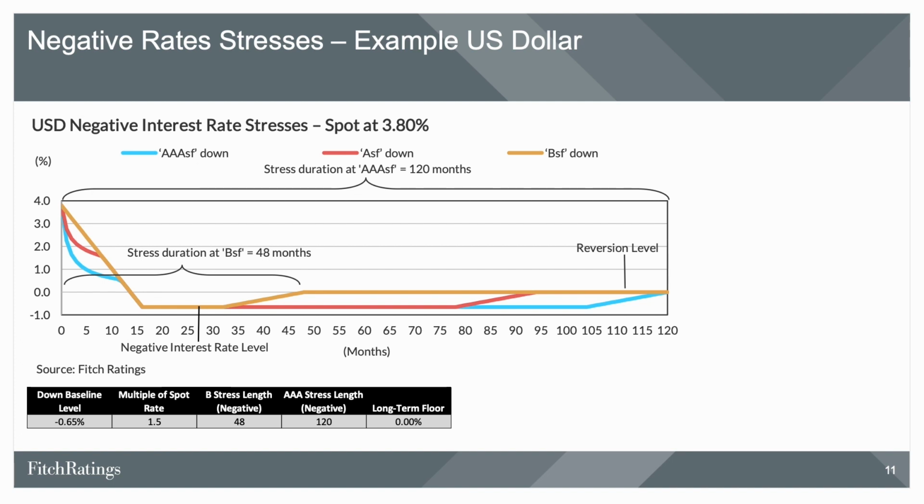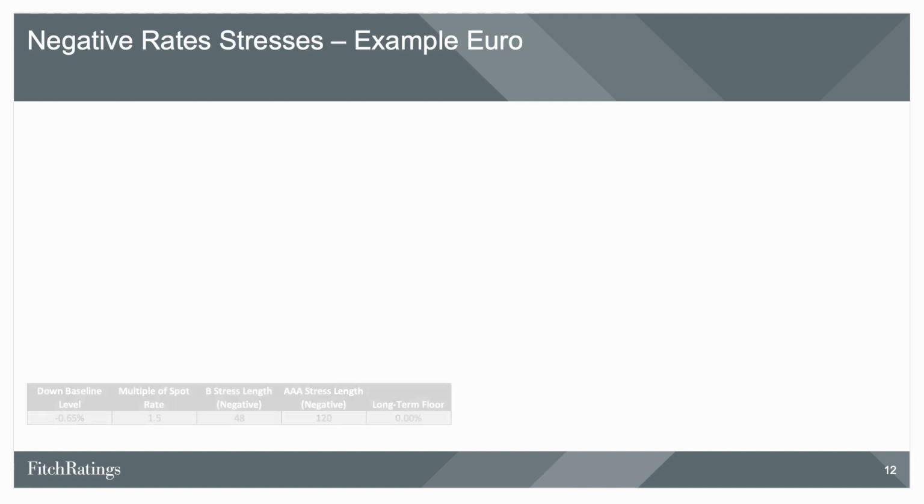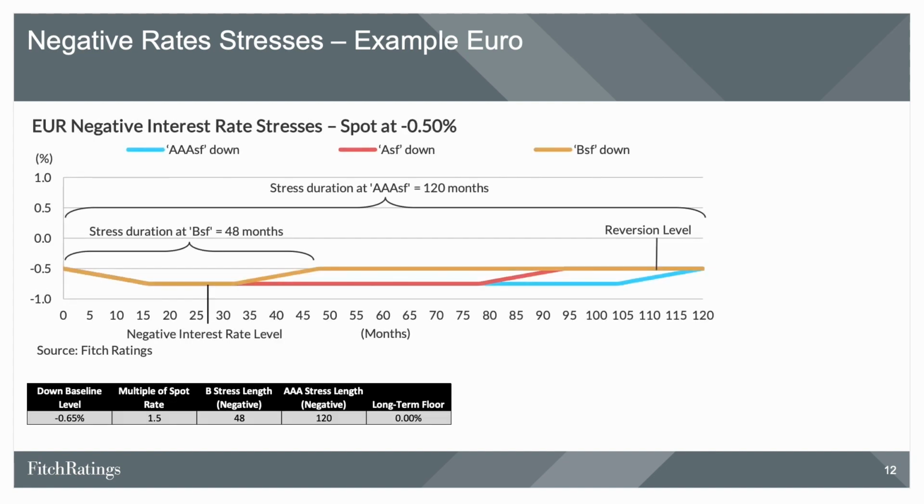The rate does not return to the starting value of 3.8% or any other value than the long-term floor of 0. If the starting spot rate is already in negative territory, then the stress severity can exceed the minus 65 basis points given by the down baseline level. For instance, before the post-COVID rate hikes, the Eurozone short rate, as measured by ESTR, hovered around minus 50 basis points for an extended period of time.